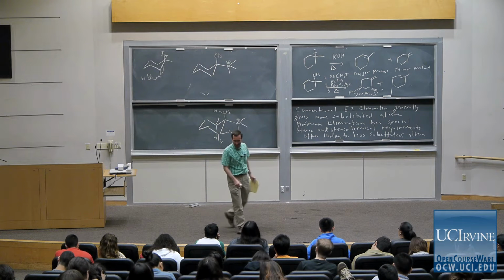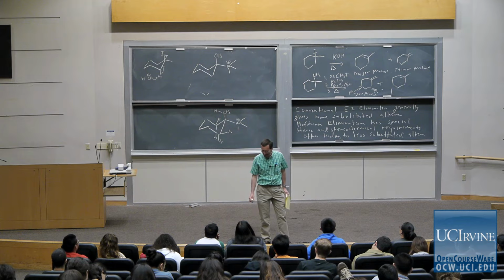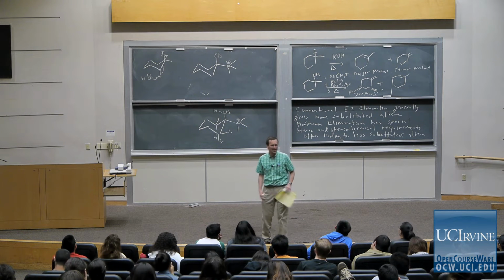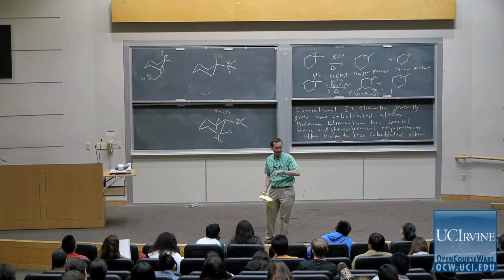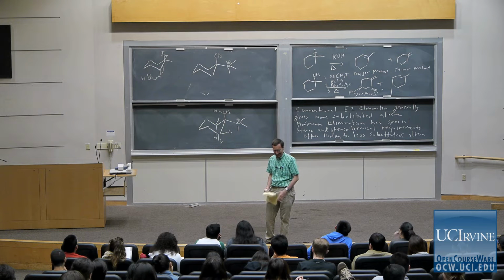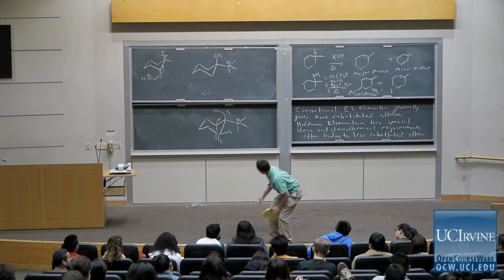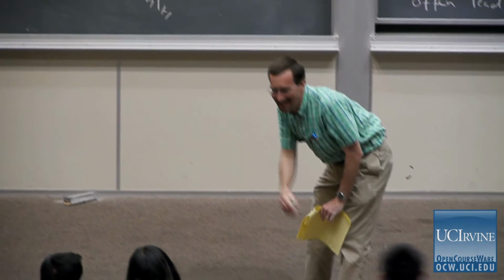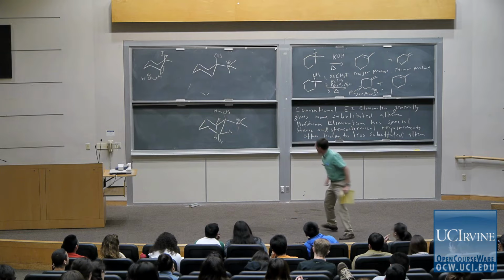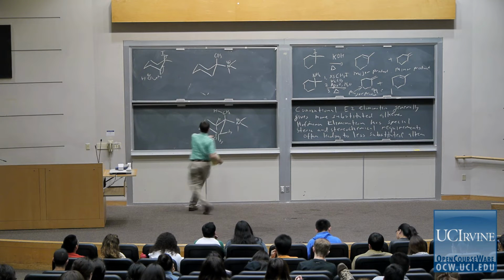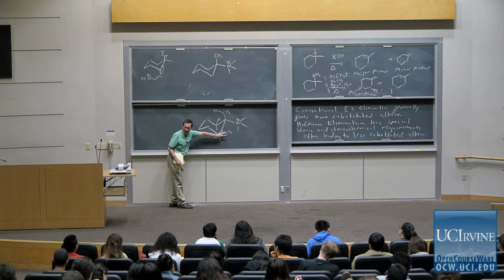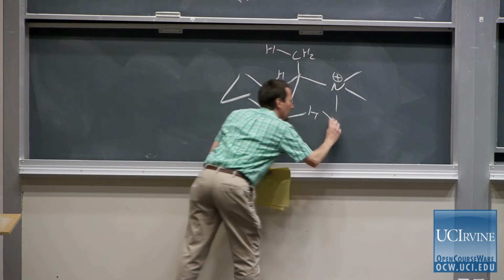Which hydrogen is anti-periplanar? Which one has a zigzag relationship to that trimethylammonium group? Which one? None. Which one? The one on the CH2. The one on the CH2, yeah. So here's our zigzag relationship. So here we have a gauche relationship, not an anti relationship.